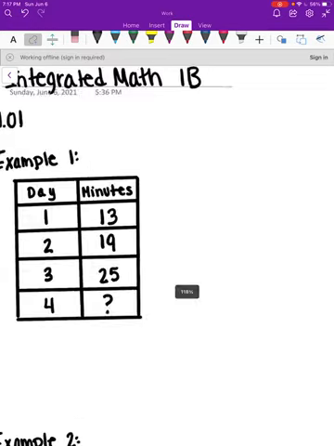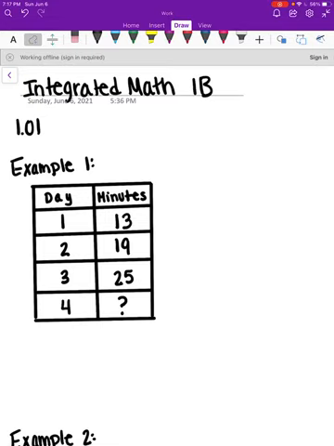So example 1 for 1.01, we have this table that says days and minutes, and we want to find the minutes for this question mark down here for 4 days. So what we need to do is find the pattern. How do I get from 13 to 19? I'm going to do it in blue. How do I get from 19 to 25? And that pattern needs to be the same so we can figure out how to get from 25 and figure out our question mark.